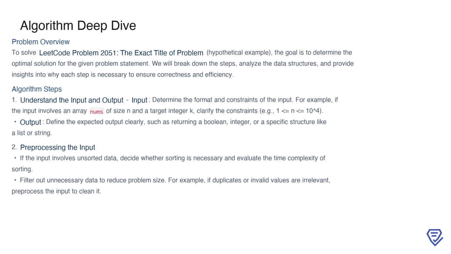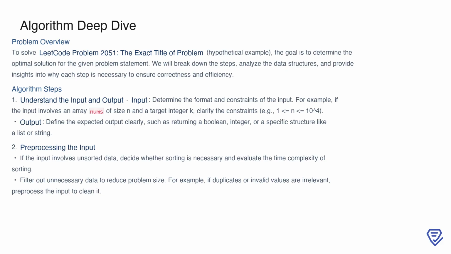To solve LeetCode problem 2051, the first step is to understand the problem requirements and what the solution demands. This involves carefully analyzing the input and output specifications. For instance, if the input is an array like nums of size n and a target value k, you should clarify the constraints, such as the size limits for n or potential values k might take. The output also needs to be clearly defined, whether it's a boolean, an integer, or another data structure, so there's no ambiguity in what the solution aims to return.